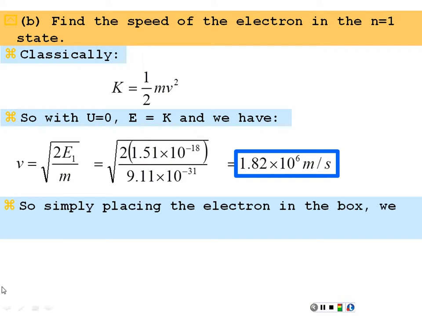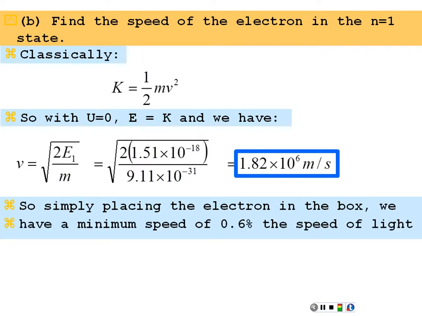So by simply placing the electron in the box, we have it in the lowest energy possible, the ground state energy, and we have a minimum speed of 0.6% the speed of light.